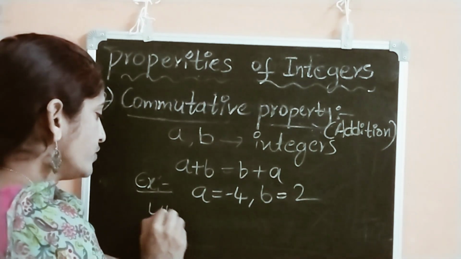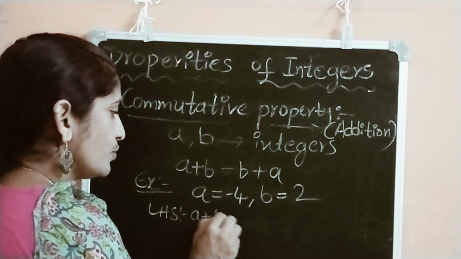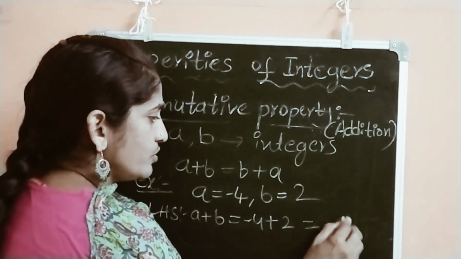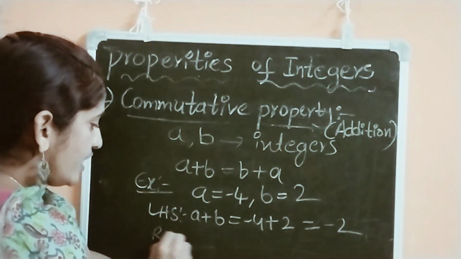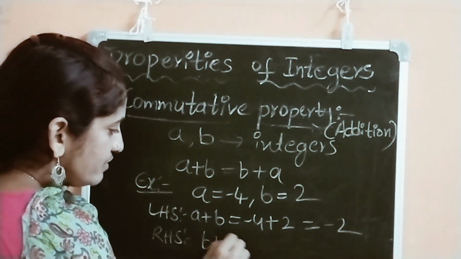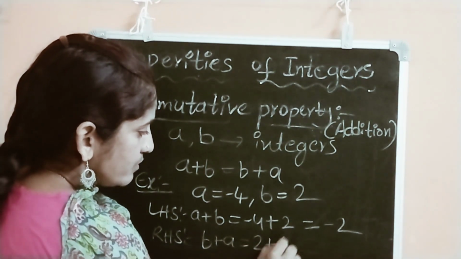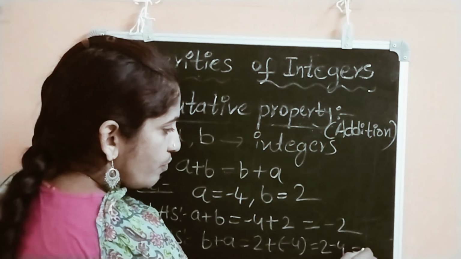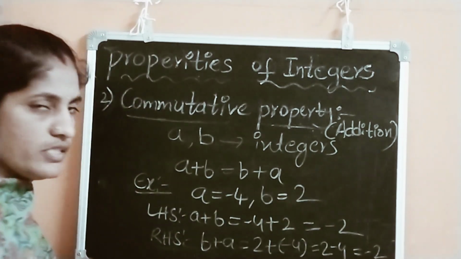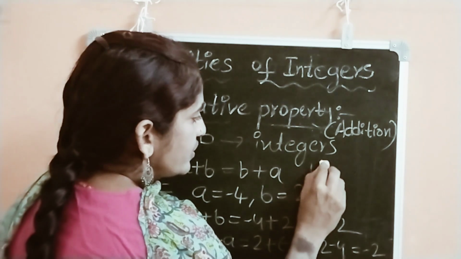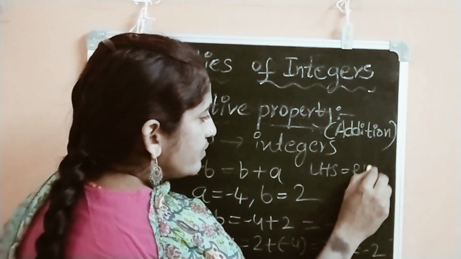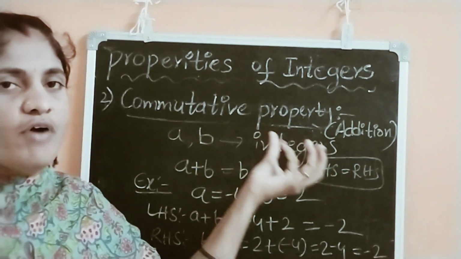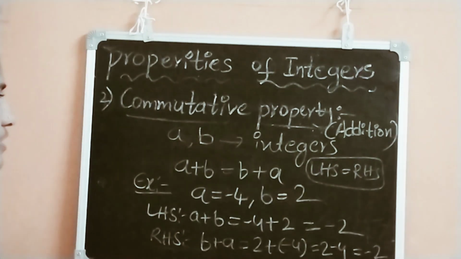I am going to check first the LHS. So LHS is equal to a plus b. So a means minus 4 plus b means 2. Minus 4 plus 2 is minus 2. Now I am going to check the RHS. RHS is b plus a, which means 2 plus minus 4. 2 minus 4 means minus 2. I am getting LHS minus 2, RHS also minus 2. LHS is equal to RHS. By this we can generalize that the commutative property under addition is possible.